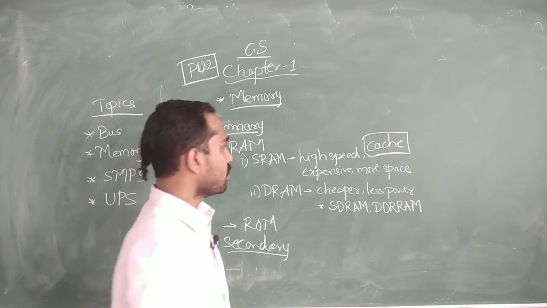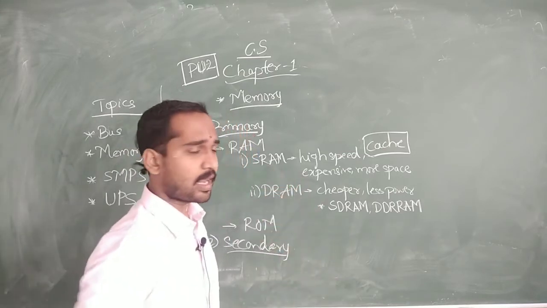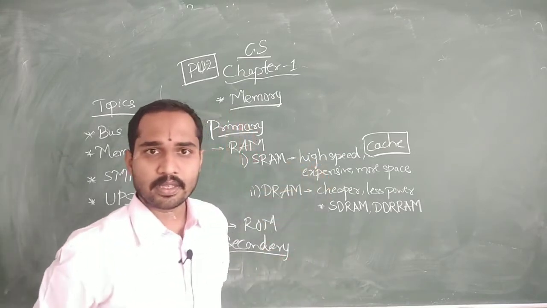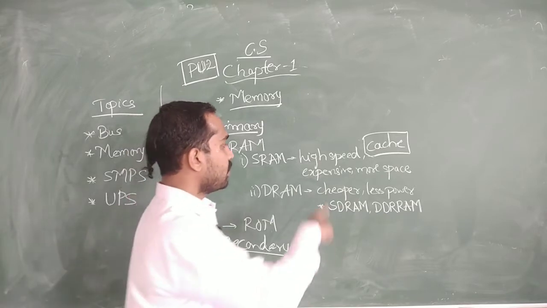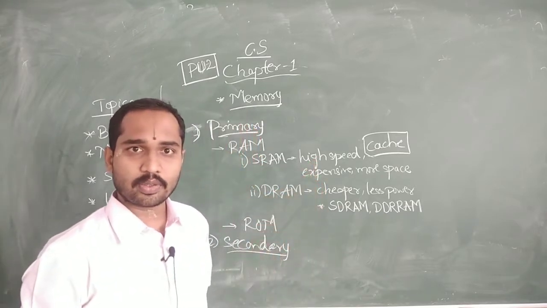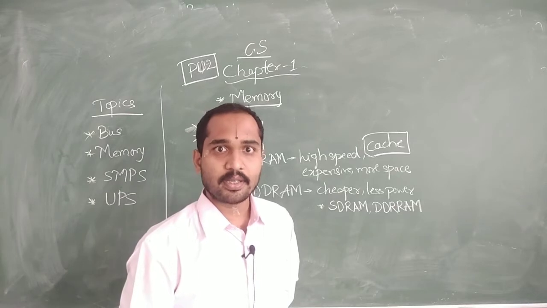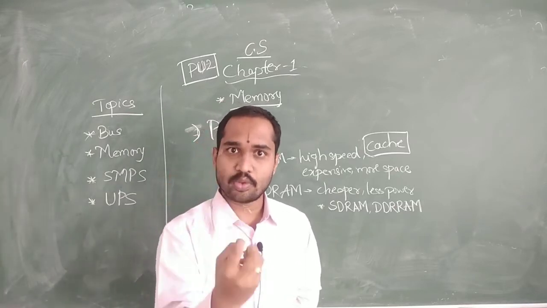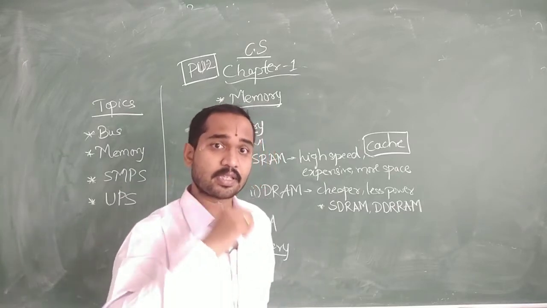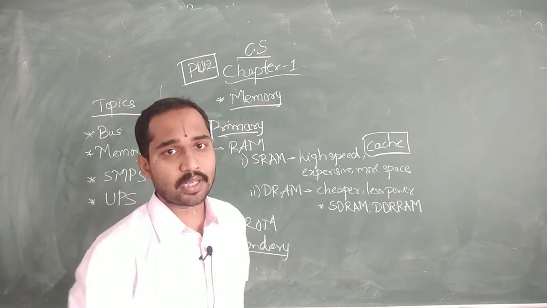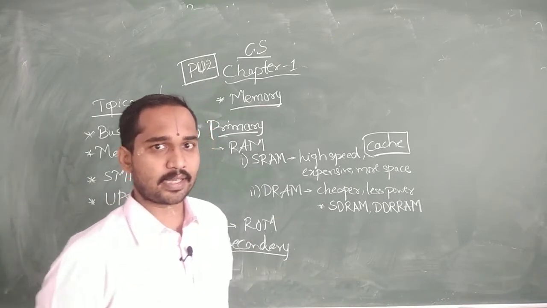Cache memory. So SRAM, that is static RAM, is a very high speed memory, so it is used in cache. It is but expensive. It takes more space, and its storage capacity is also less, but it is used for high speed applications. That is static RAM.